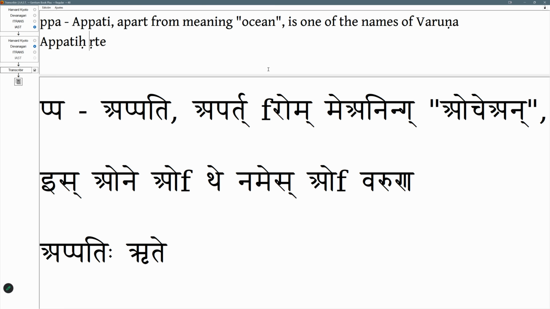So meaning, how to say meaning in Sanskrit? Artha. Rite goes at the end. It's not like this. Rite apart from artha meaning, the artha meaning, but declined in ablative, arthat. Next, ocean. How to say ocean in Sanskrit apart from appati? Many ways. For example, samudra.